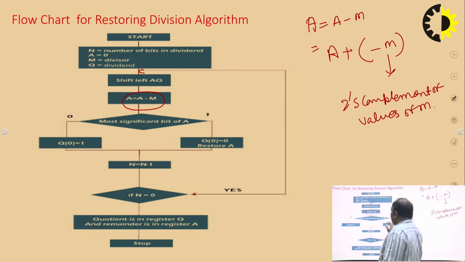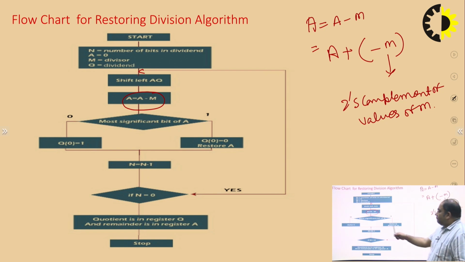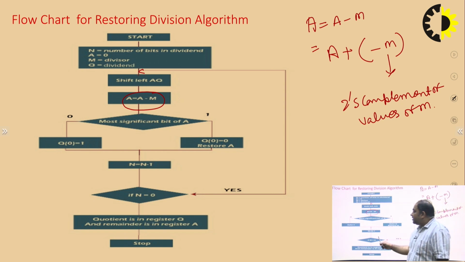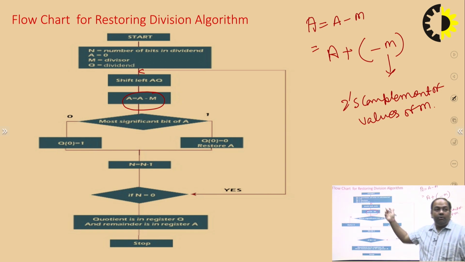After this, we check the most significant bit of A. If it is 0, we set Q0 to 1. If it is 1, we set Q0 to 0 and restore the value of A from before the subtraction. Then we decrement the counter, n is equal to n minus 1. If n is equal to 0, we find the quotient and the remainder. If n is not equal to 0, we repeat the steps from before the left shift of A and Q. This becomes more clear with the help of an example.